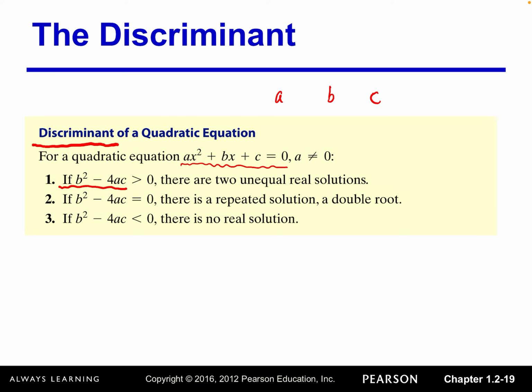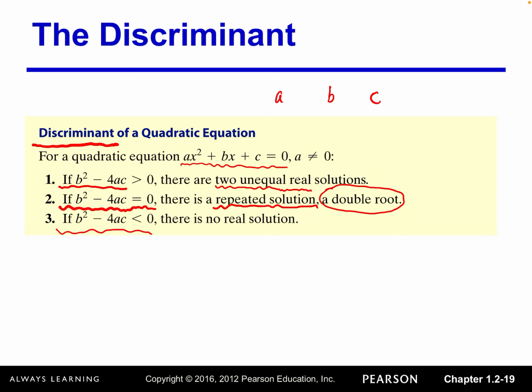When the discriminant is a positive number, the quadratic equation has 2 unequal real number solutions. The key is that these 2 solutions are unequal, they're not the same value. But if the discriminant equals 0, then we have 2 equal real number solutions, so it's called a repeated solution, which also has another name, a double root. The quadratic equation has 2 solutions, but they are identical, the same value, so we call it a double root.